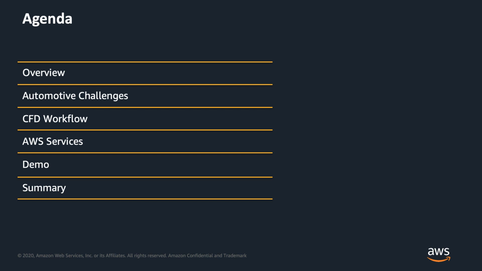So the overview today is basically going to look at, first of all, what our challenges are for the automotive sector. Then some discussion of typical CFD workflows and some of the challenges at each part of it. A section then on how AWS can help to solve some of those challenges, and then a short demo just giving an idea of what it would actually look like, and then just summarizing at the end.